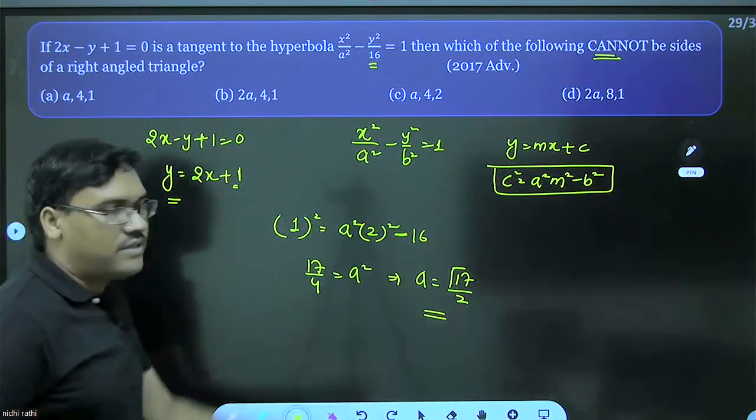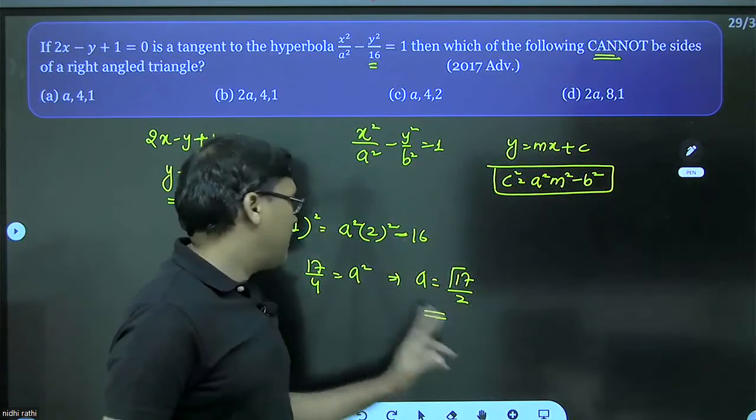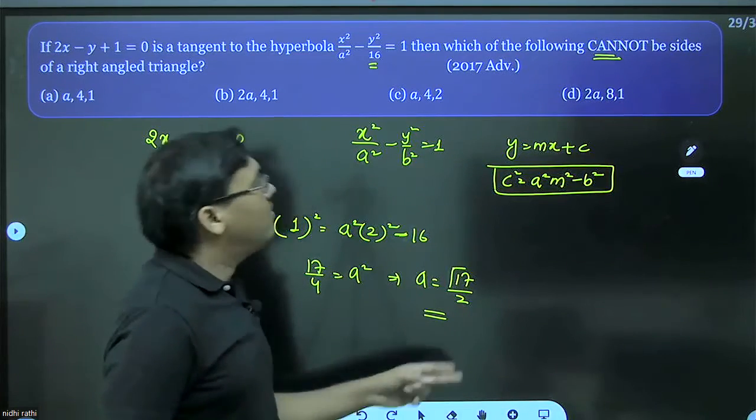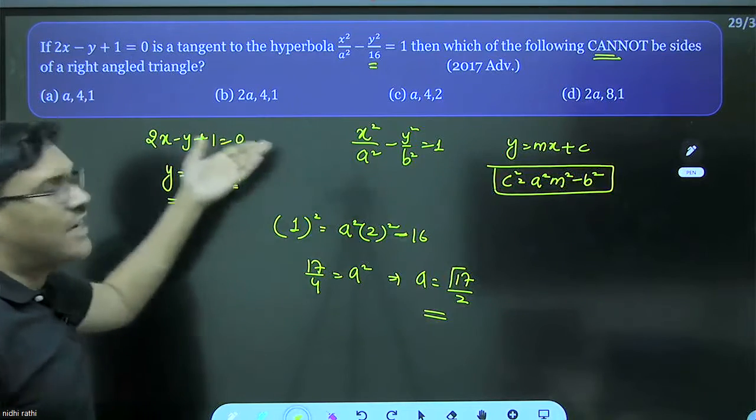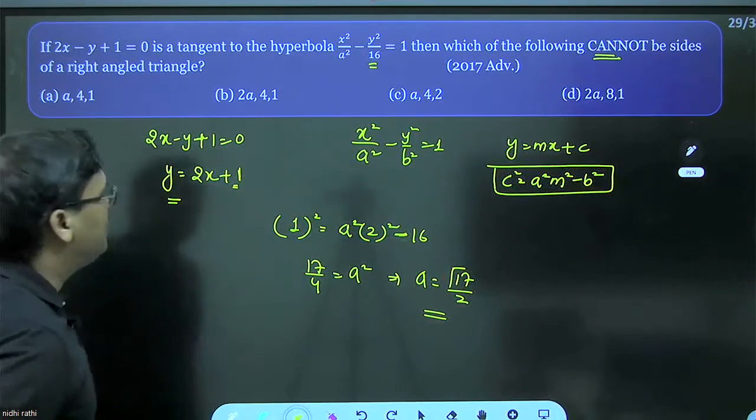And substitute, you can get what is A. A is equal to root 17 by 10. Now you have to check which of the following cannot be the sides of the right angle triangle. That means you have to just apply Pythagoras theorem here. So you can check this.